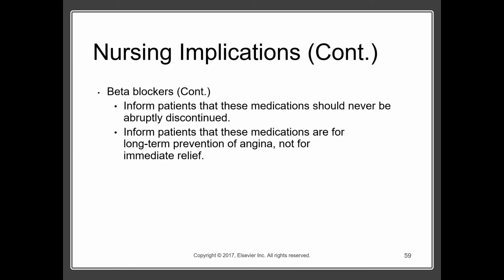Inform the patients that are on these medications that they're on this for the long-term prevention of angina, not for immediate relief. I want to make my little comment about this. Really, long-term prevention of angina is lifestyle changes and doing a lot of things that are not drug related. Absolutely. What this really means here is that we need to tell them that beta blockers are not given for immediate relief. If you're having chest pain, it's nitroglycerin, it's not a beta blocker. Okay? So it's not given for an emergent situation.